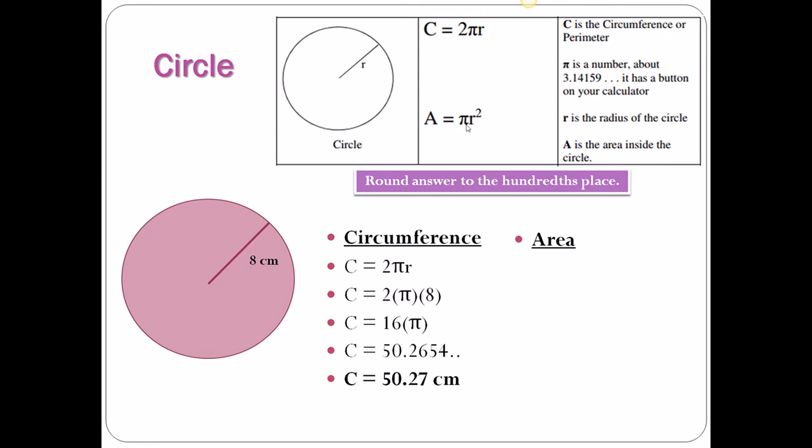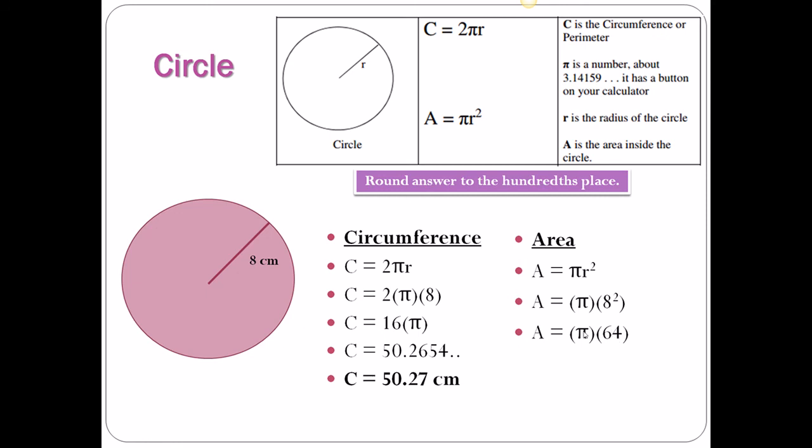Okay, area. Pi radius squared. You did exponents last week, so exponents are a breeze now. So when we substitute in that 8, before you can multiply by pi, order of operations says you have to do exponents first. So 8 times 8 is 64.